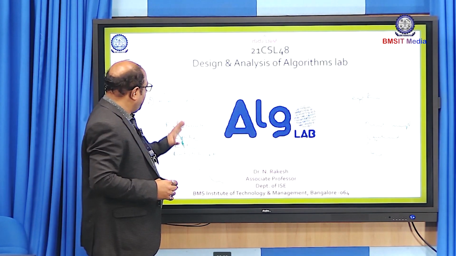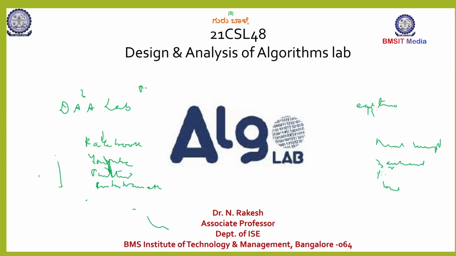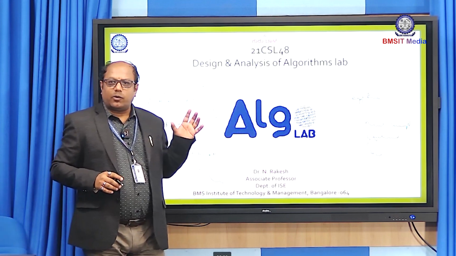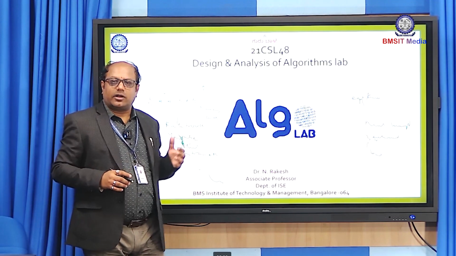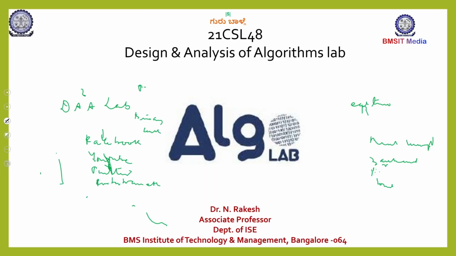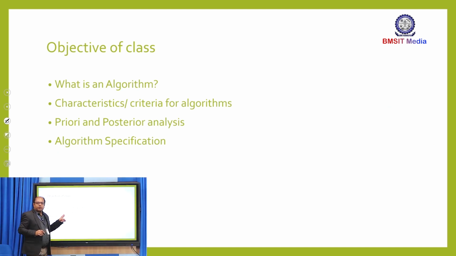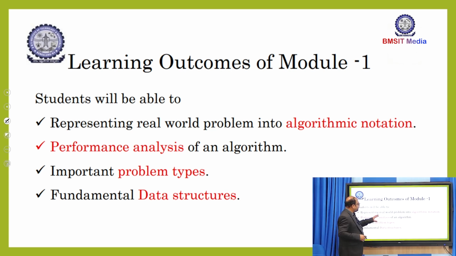Coming back to today's context, we are discussing program number 1. Program number 1 is about binary search. Before I discuss binary search, I would like to give a brief introduction to algorithms: what this course is all about and how important algorithms are in today's context of various applications. The objective of the class: algorithm, the criteria, priori and posteriori algorithms, and algorithm specifications. The following are the module outcomes: how algorithms are useful in real time, performance analysis, important problem types, and data structures used for algorithms.